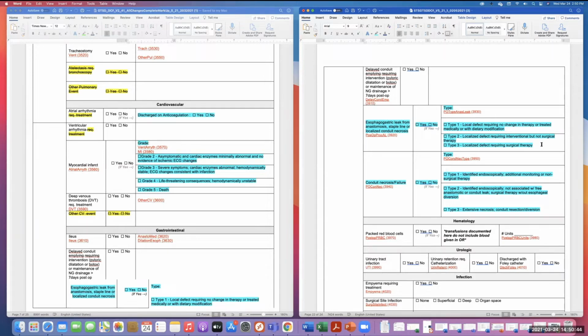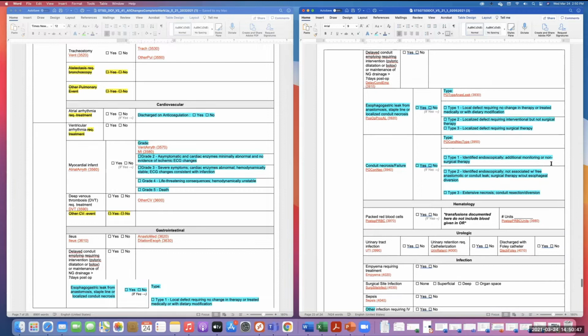And then if there's conduit necrosis or failure, again type 1, type 2, or type 3. Type 1 is identified endoscopically, additional monitoring, but no surgical therapy required. Type 2, identified endoscopically, no free anastomotic or conduit leak, surgical therapy without esophageal diversion. Or type 3, extensive necrosis, and that's where you have to take the stomach out, put whatever's live back below the diaphragm, bring the esophagus out on the chest wall. That's a disaster when it happens. It's rare, but it does happen. That would be the type 3.